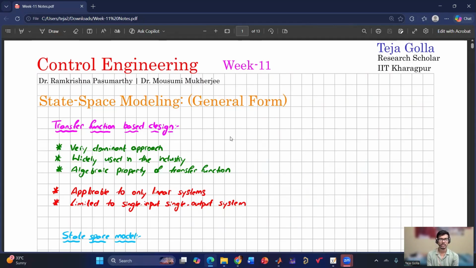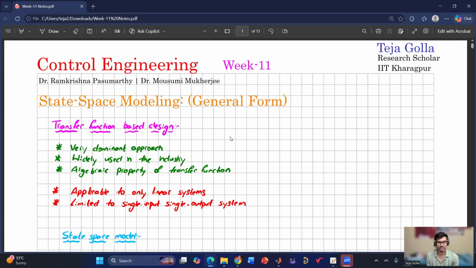First we identified the advantages as well as the disadvantages of the transfer function based design. We have seen the transfer function based design is a very dominant approach, and it is widely used in the industry even till today. Even in complex systems, people use transfer function based design by linearizing the nonlinear model because it is very easy to understand as well as very easy to design. And because of the algebraic property of transfer function, it makes our life simpler to design the controller and then see how things are going.